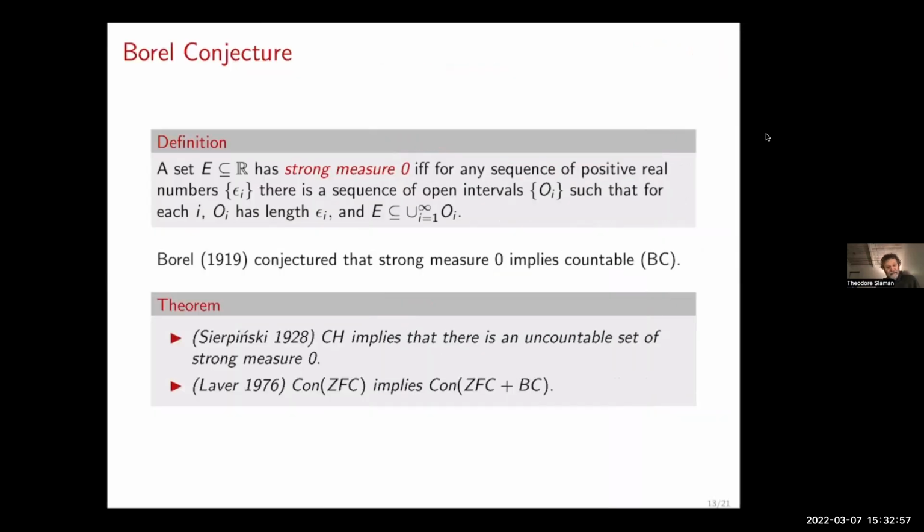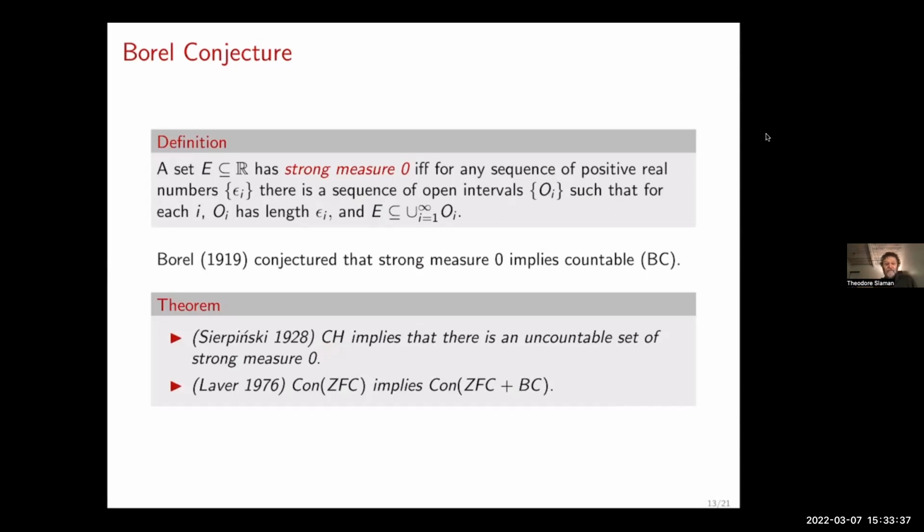That was settled by Sierpinski some years later, who showed that the continuum hypothesis implies that there's an uncountable set of strong measure zero. And that's sort of similar to this concentrating on the rationals kind of situation. But that left open the problem of whether this was a relative theorem that needed the continuum hypothesis, or was it just a theorem that Borel's conjecture is false?